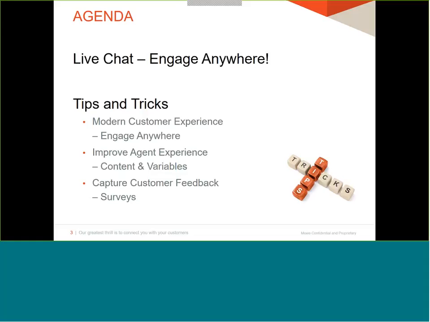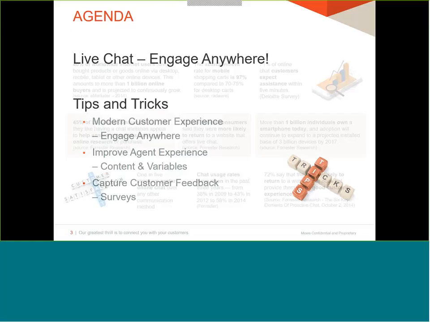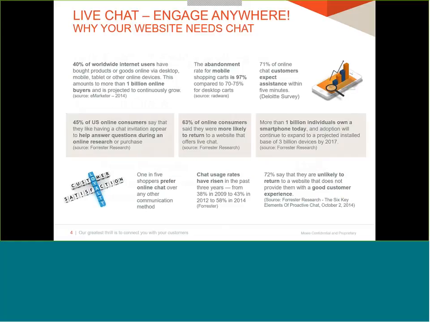How can we improve the agent experience? What types of things can we do to make their life a little bit easier, to help them push content, handle multiple interactions concurrently? And then finally, how can our customers provide us feedback to optimize this, to close the loop through the use of post-interaction surveys?